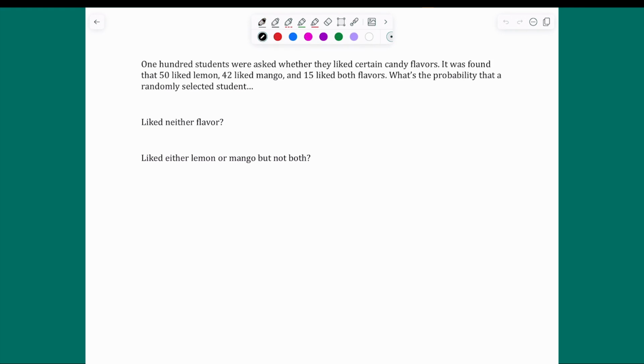All right, in this example, we have 100 students where we asked whether they liked certain candy flavors. It was found that 50 liked lemon, 42 liked mango, and 15 liked both flavors. What's the probability that a randomly selected student liked either flavor, either lemon or mango, but not both?